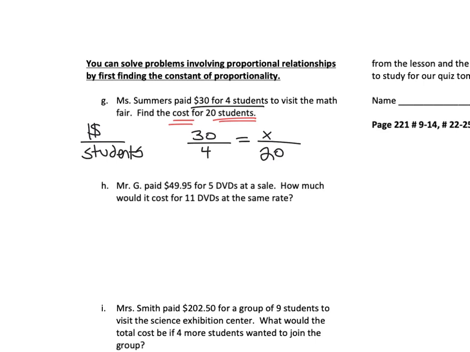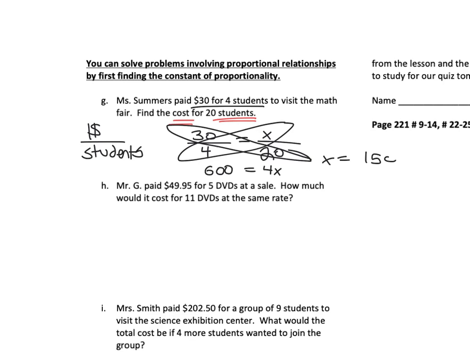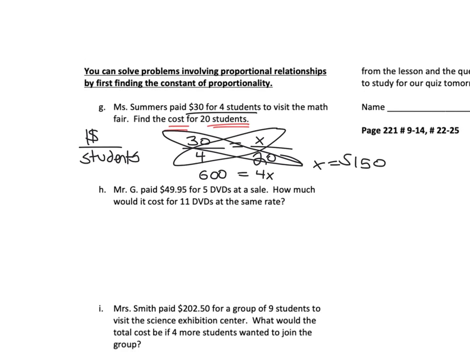Okay, so to solve this, we're going to do 30 times 20, which is 600, and then we have 4 times X, which is 4X, and I'm actually running out of space, so I'm going to divide 600 by 4, and I would get 150. And remember that we're asked to find the cost, so that's $150 that they would spend.